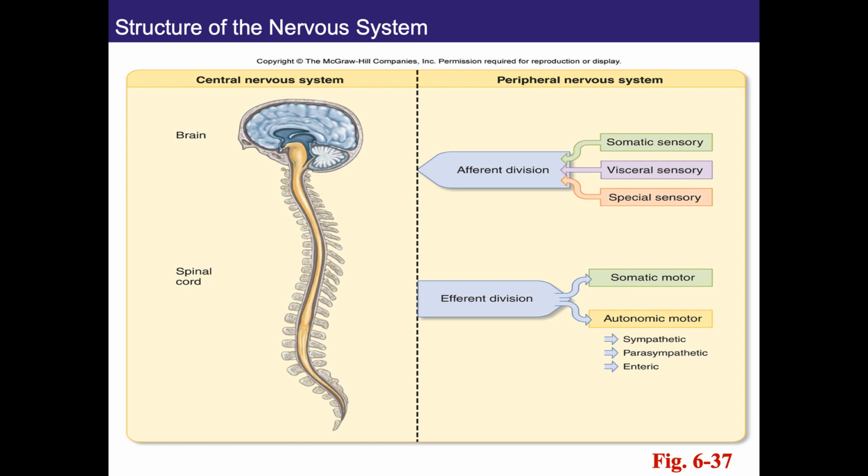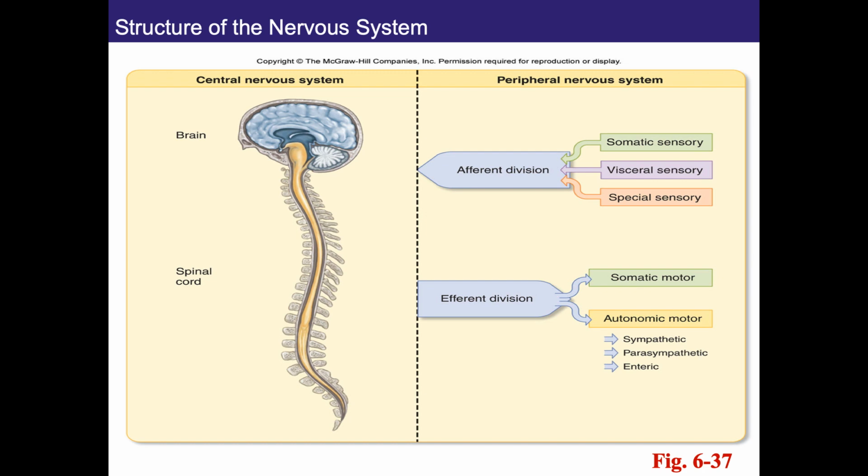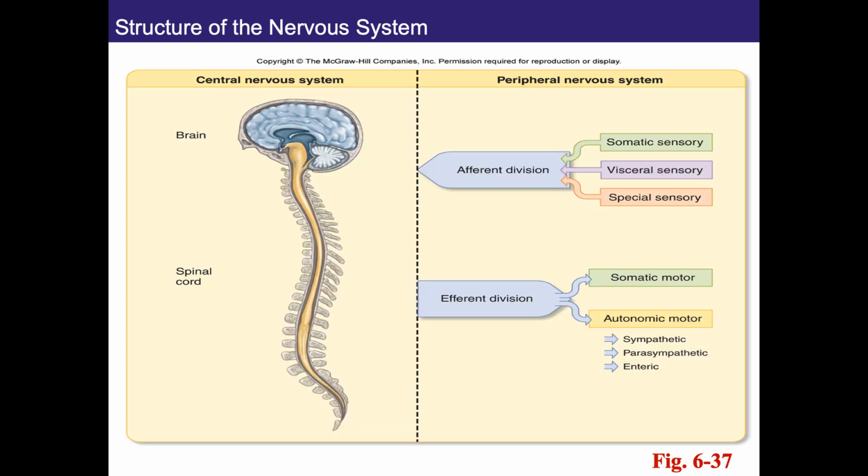The nervous system is actually made up of two major divisions. The central nervous system, which is composed of the brain and the spinal cord, and the peripheral nervous system, which is composed of nerves that connect the brain and spinal cord to all your other parts of the body, muscles, glands, and sense organs. The neurons are basically the cell type of both systems. So let's go through the central nervous system and peripheral nervous system. I'll elaborate a little bit more on the peripheral nervous system.